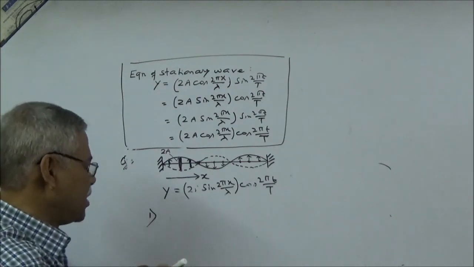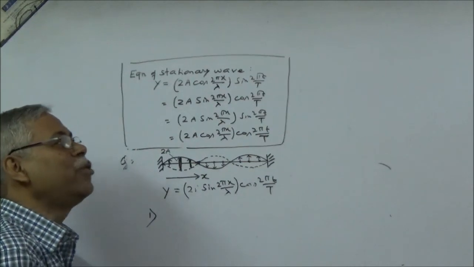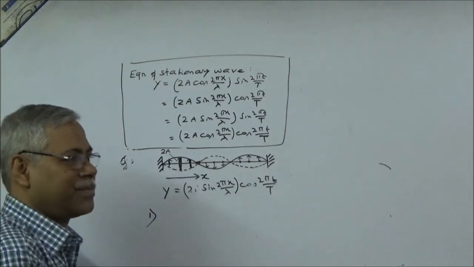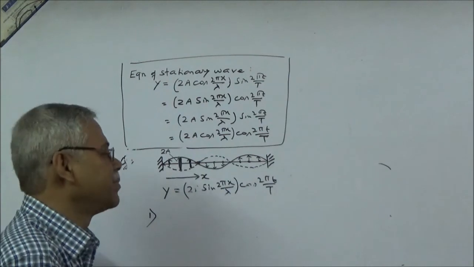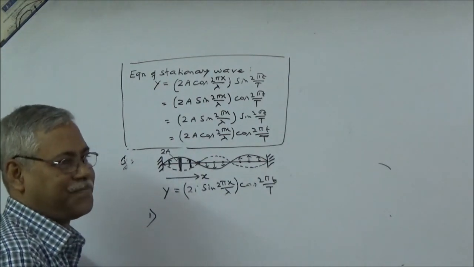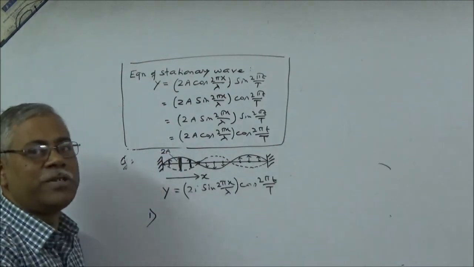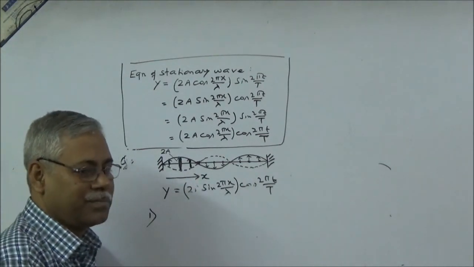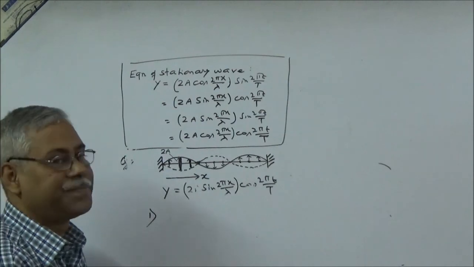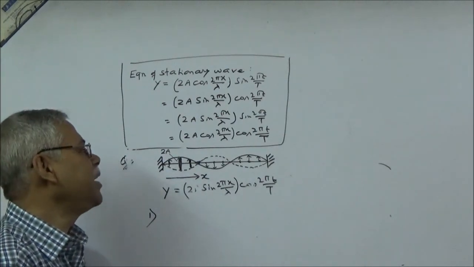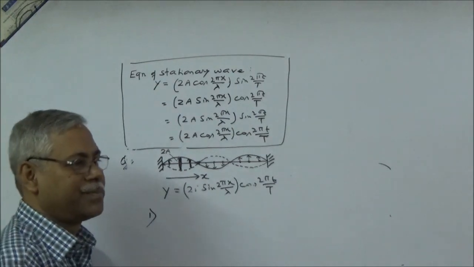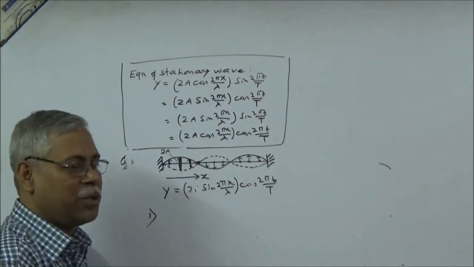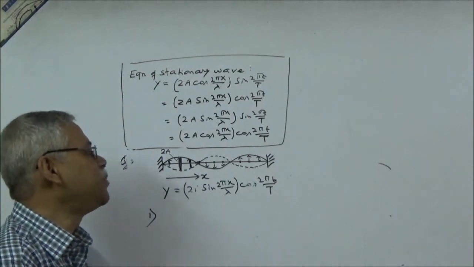First point: between particles belonging to the same loop, the phase difference is 0. Between particles belonging to neighboring loops, the phase difference is pi.